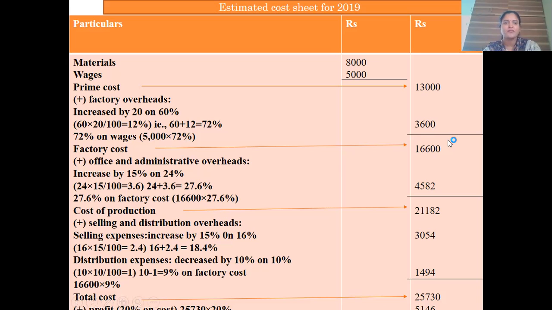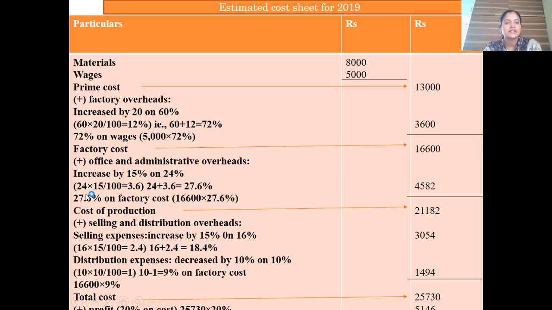Next, after the calculation of factory cost, we need to go for administrative overheads. See, the problem says administrative overheads should be increased by 15%. But in the formula we calculated, how much did we get? Administration overheads 20%, 24% we have received. Now it has to be increased by 15%.